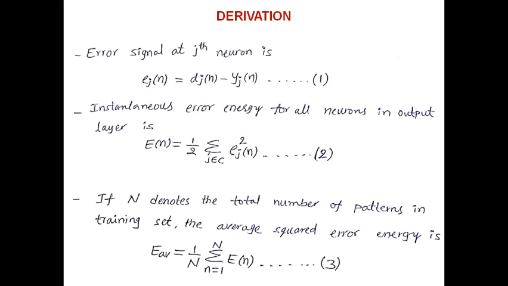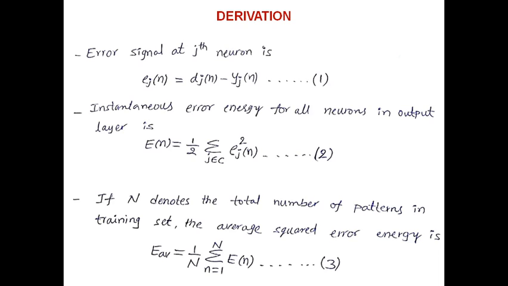So here, to get the jth neuron error, Ej of n is equal to the desired response Dj of n minus the actual response Yj of n. That will give the error at the jth neuron. So that is the first equation. Let us assume that as the first equation.